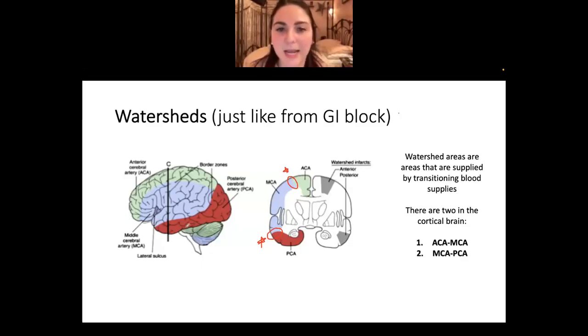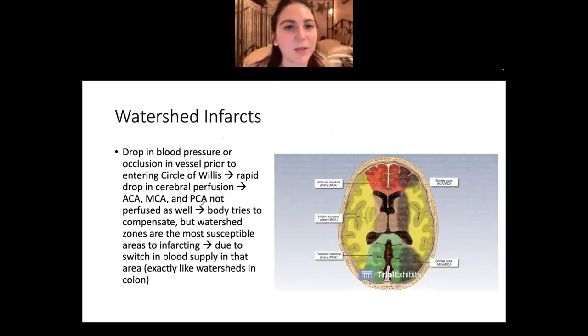So there's ACA, MCA, and then there's MCA, PCA. Sometimes people ask about these border zones here. If you see border zone, it's the same thing. That's a watershed zone. I call them watershed zones, I think just because they're the same as GI. So again, just pull your knowledge from GI.